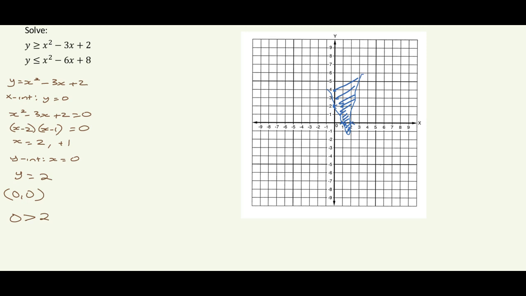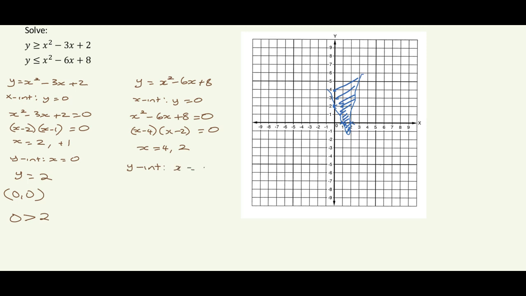Now let's try the second one. We got y equal to x squared minus 6x plus 8. At the x-intercept, y equal to 0. So x squared minus 6x plus 8 equal to 0. So we got x minus 4, x minus 2 equal to 0. So x equal to 4 and also 2. Now let's look at the y-intercept. For the y-intercept, we have x equal to 0. So y equal to 8.